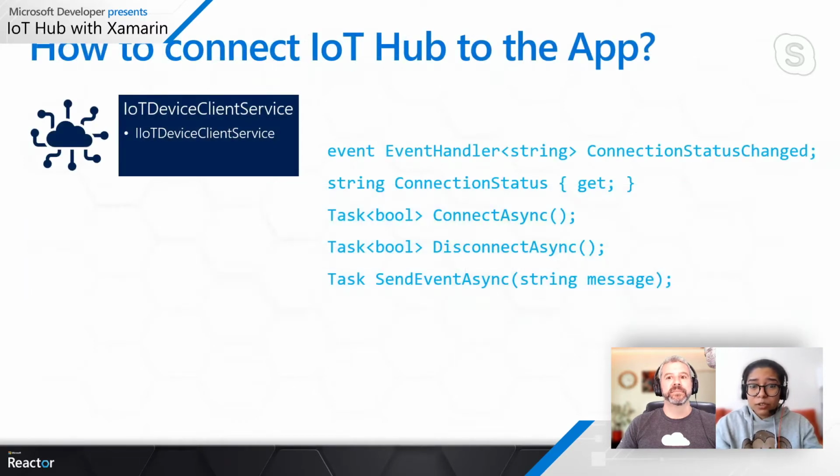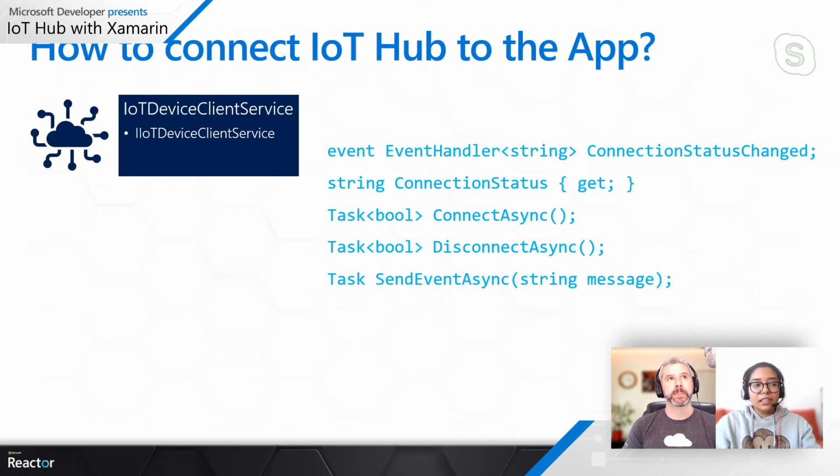Okay, so I just wanted to put this slide up there. Ben is going to go through this whole process and show you the amazing cool stuff that he's implemented. But at a high level, we're going to focus on this device client service. We're going to look at how to connect it to IoT Hub, how to disconnect from IoT Hub, and how to check connection status, because that's one of the pieces of data that we like to display on the screen.